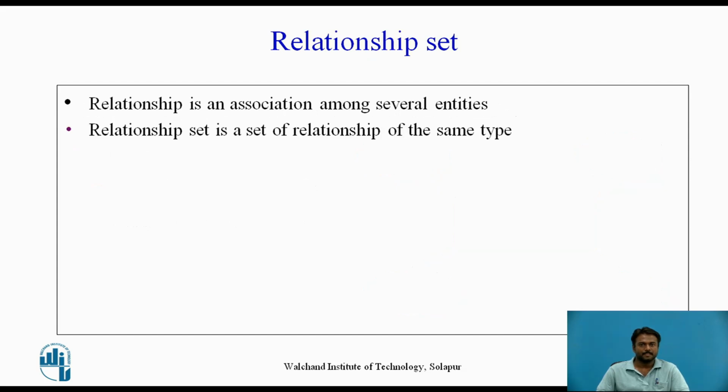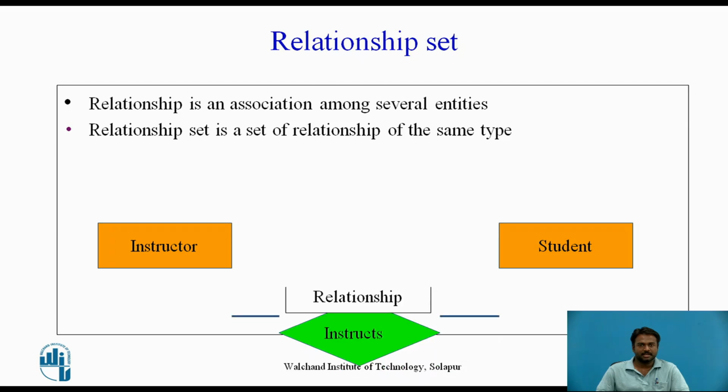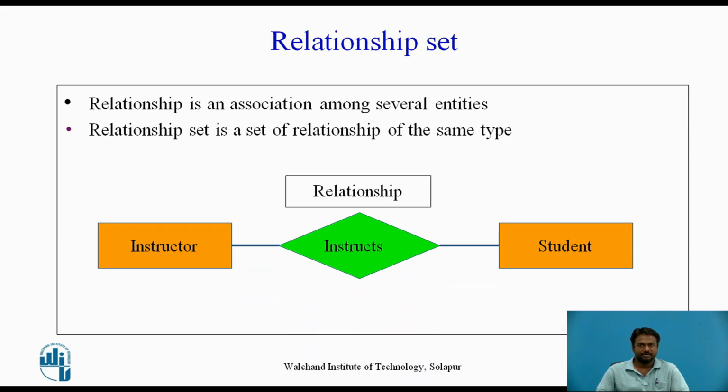Relationship set. The association among entities is called a relationship. Example, instructor instructs student. Here, keyword instructs is called relationship. Similarly, we can take one more example. Tom works in chemistry department. Here, keyword works is called relationship. A set of relationships of similar type is called a relationship set like entity. Relationship can also have attributes. These attributes are called descriptive attributes.